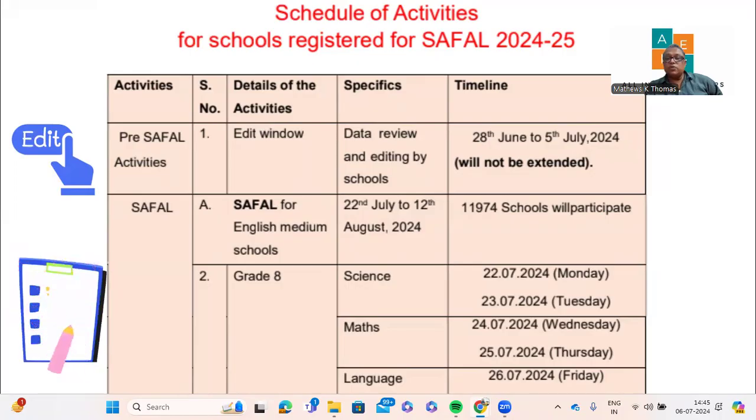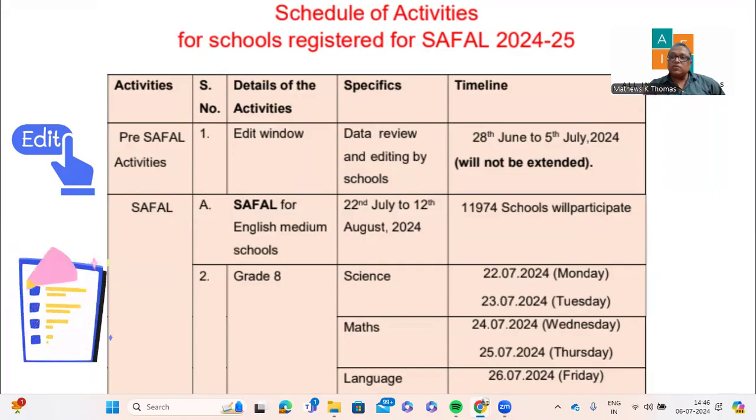And this exam is going to happen from 22nd July to 12th August. And as per CBSE records, 11,974 schools will participate. That means many schools are not participating because we have close to 1 lakh schools in India, and out of that, 11,974 means probably just a fraction is actually appearing for the exam.